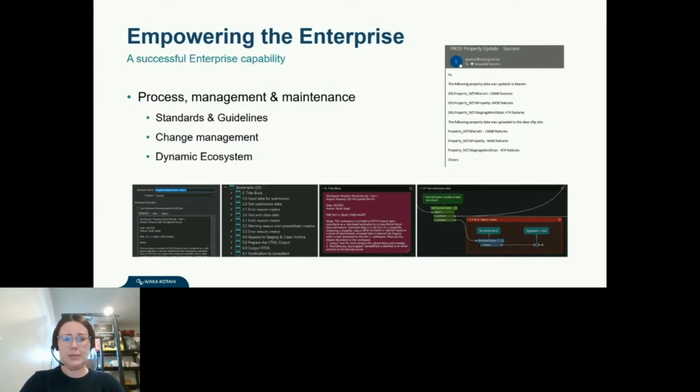So how do we successfully run that enterprise capability at such a scale of the organisation as at Waka Kotahi? Our experience has shown us that success in establishing and maintaining a performant and reliable capability comes down to the process, management and maintenance. As I mentioned, FME is used by multiple teams. Its adoption is to fill that bridging gap.